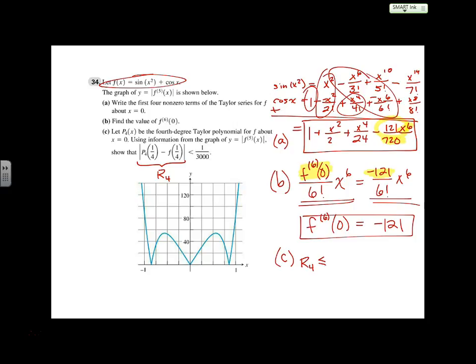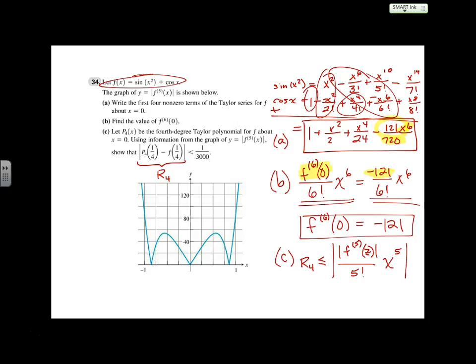Okay, so the remainder is less than or equal to, okay, how does this go? The absolute value of the fifth derivative of f of z, because we're doing the fourth degree, right? So it's n plus 1. All over 5 factorial times x to the 5, and there's no x minus c because it's just centered at 0, right?